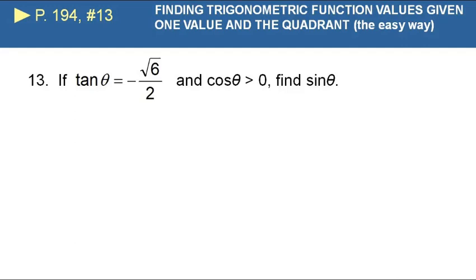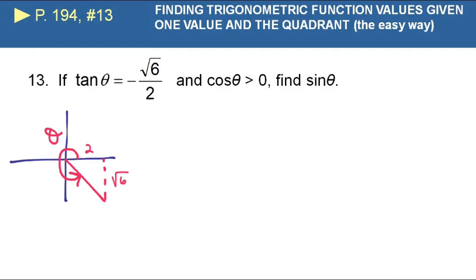Now let's look at number 13 from page 194. Similar type of problem, but they did not tell us what quadrant theta is in. This time they said if tangent of theta is negative square root of 6 over 2 and cosine of theta is positive, find sine of theta. Well, we know that if tangent is negative and cosine is positive, our angle has to be in quadrant 4.